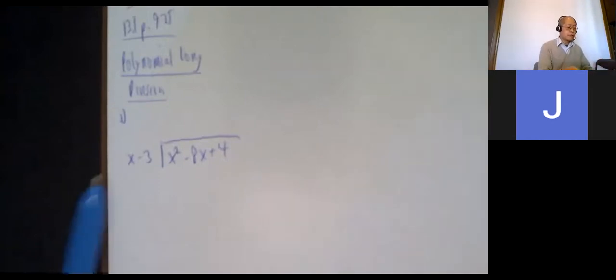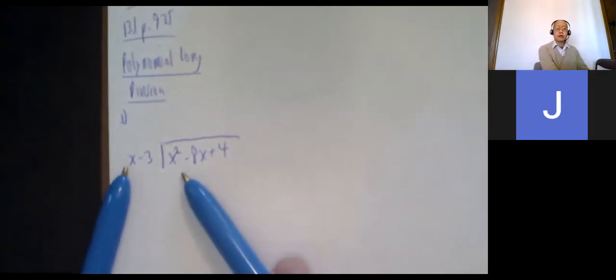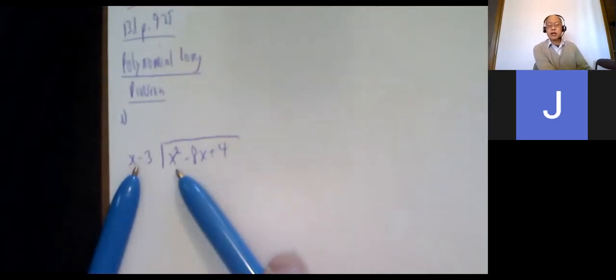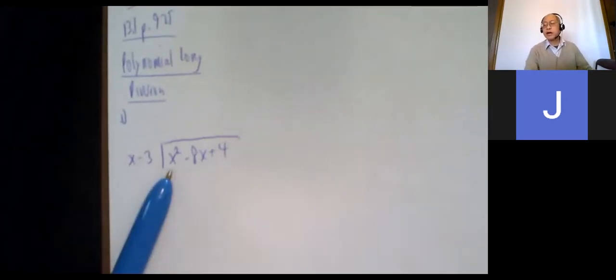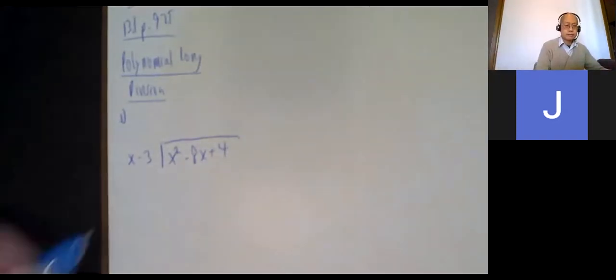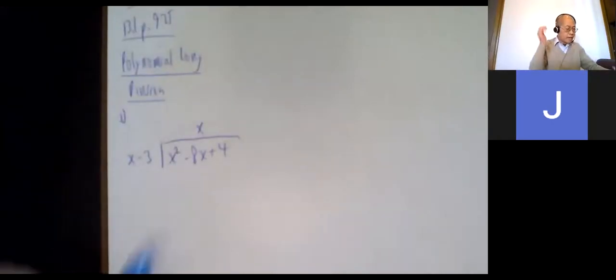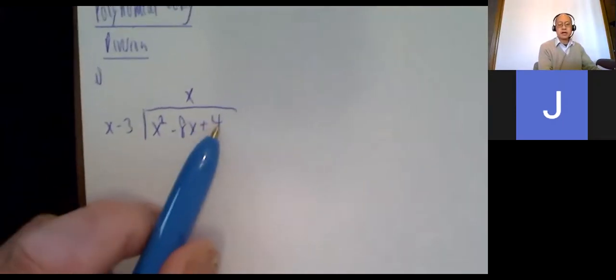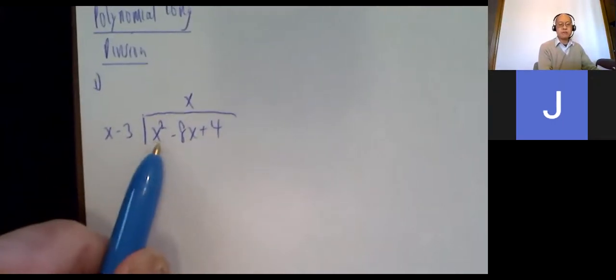Okay, so you take the first thing here and the first thing here, and you ask yourself, what do you multiply this by to get this? So how do you go from x to x squared? Well, you have to multiply by x. Okay, so put x. Now I'm going to line up the x with the x column. This column is dedicated for x's.